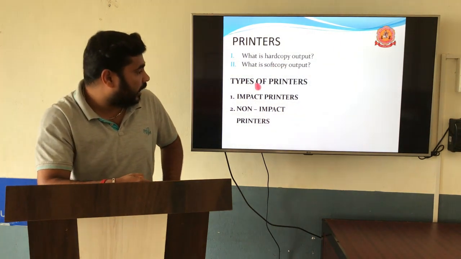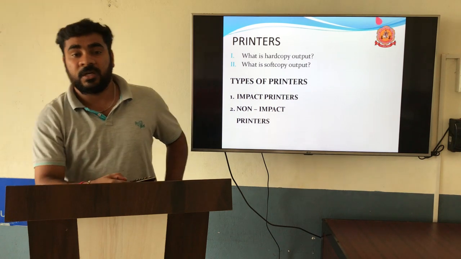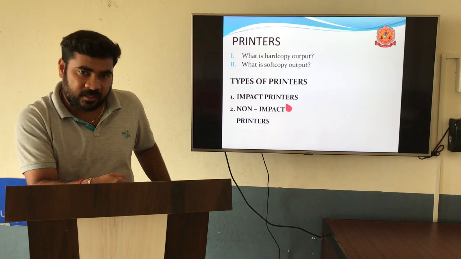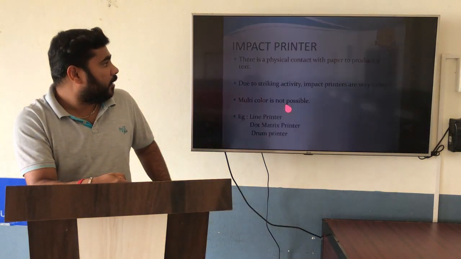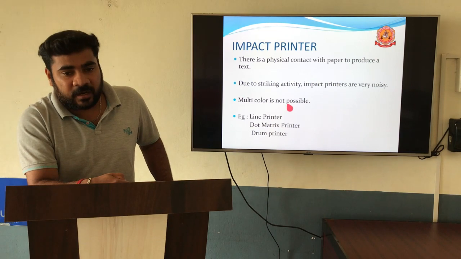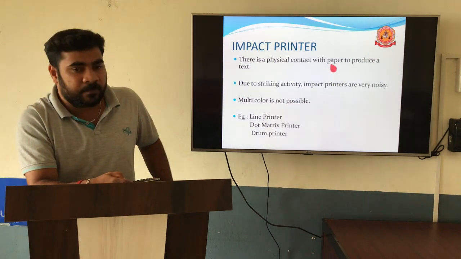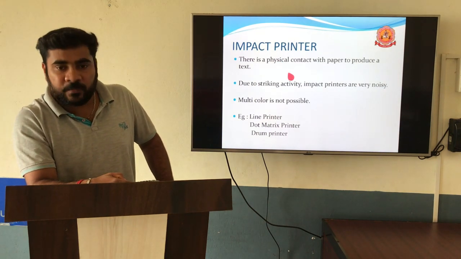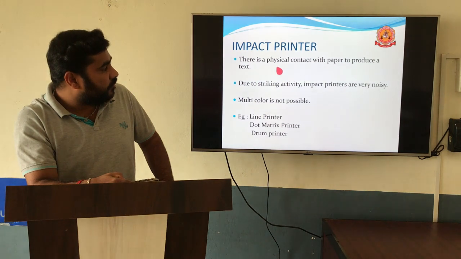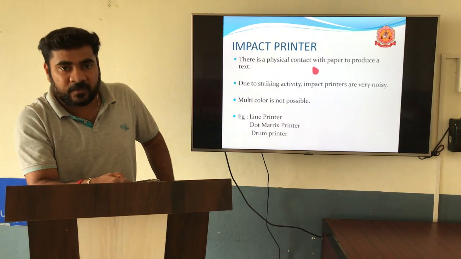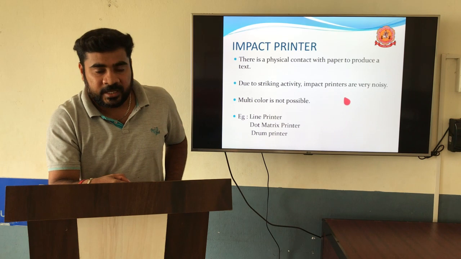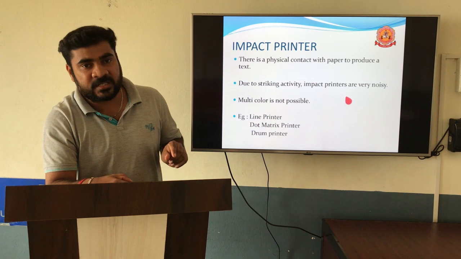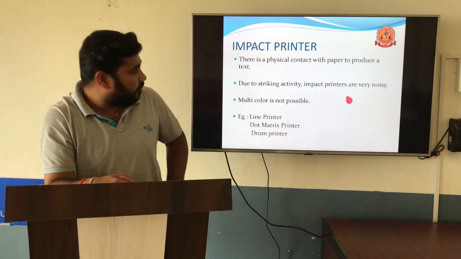Then the types of printers are mainly divided into two types. One is impact printers, and the other is non-impact printers. As the name indicates, impact printer means there will be physical contact with the paper to produce an image. Image means text or data. If you want to print anything on paper, there will be physical contact, and it will produce the images or text. Each time it involves a striking activity: one pin strikes the paper and produces the image.